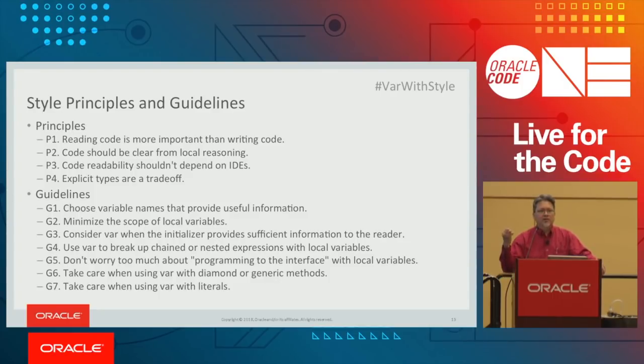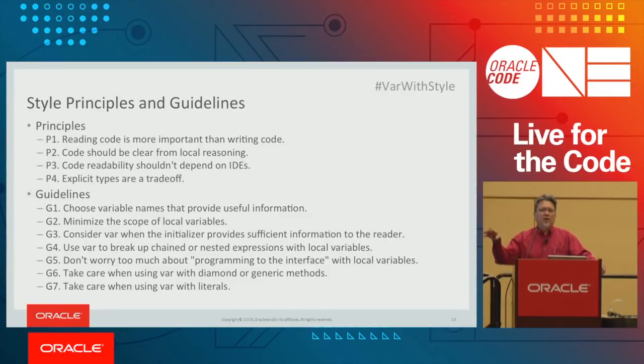Can you grasp what it's trying to do, as opposed to figuring out, oh yes, this is the type of this variable. Code should be clear from local reasoning. You can kind of see how this informs the design of the language. We said var must be used with an initializer on the right-hand side. It is possible to design a language where the type is inferred even if there's no initializer, but we decided against that because we think that makes it more difficult to read the code.